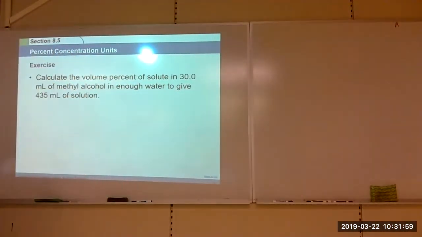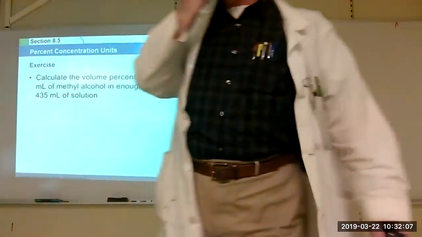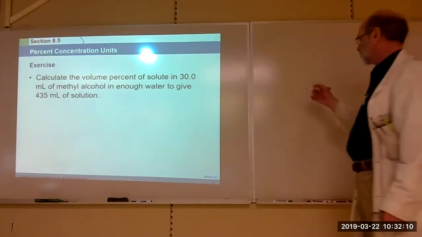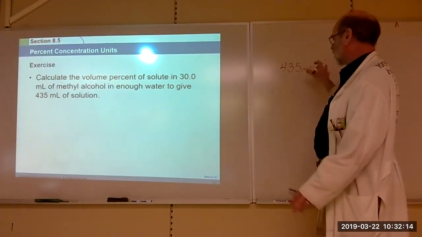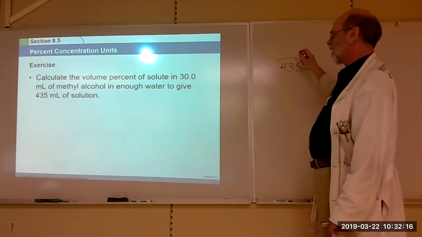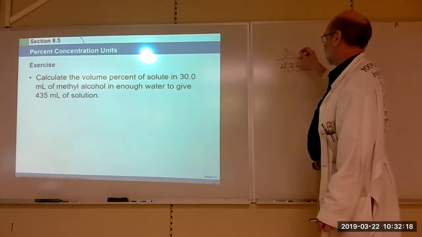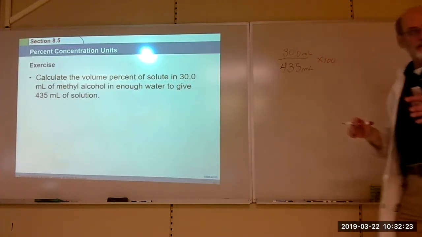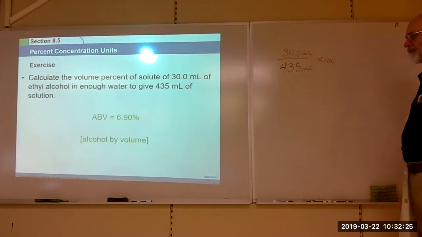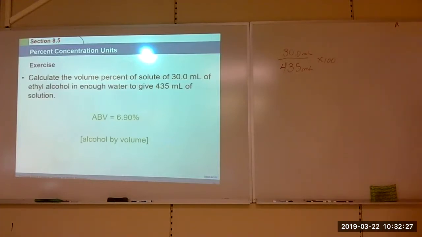Okay, what would be the volume percent for this one? Well, you're told what the final solution is, 435 milliliters. So that's the volume of the solution. And the volume of the solute is 30 milliliters times 100 because it's percent. So that's 6.9%.